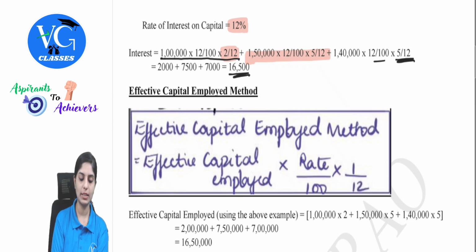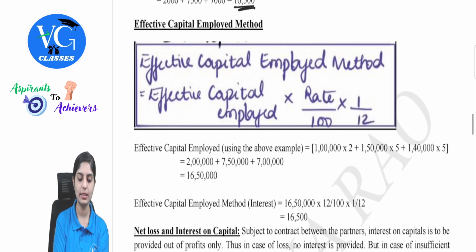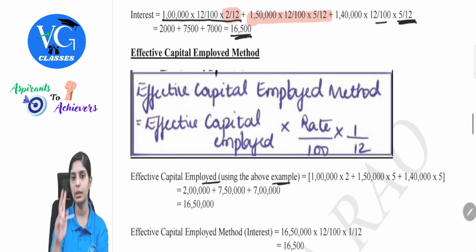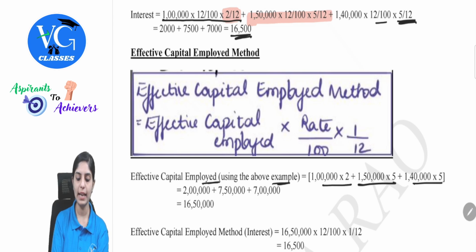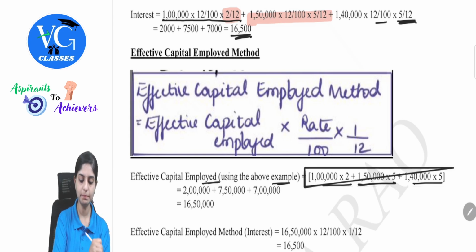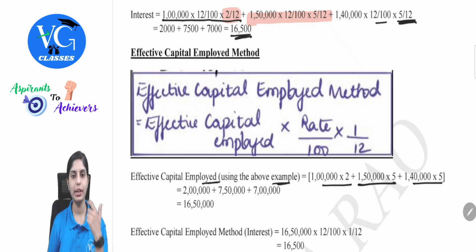So in other words, I can just solve it like this. Effective capital employed, using the same above example. What I can do is, 1 lakh was present in the business for how many months? 2 months. 1 lakh 50 was present in my business for 5 months. 1 lakh 40 for 5. So we will calculate this. This calculation is called effective capital employed. As per the formula, effective capital employed into rate by 100, which is 12 by 100 into 1 by 12. So same answer we get again, 16,500.